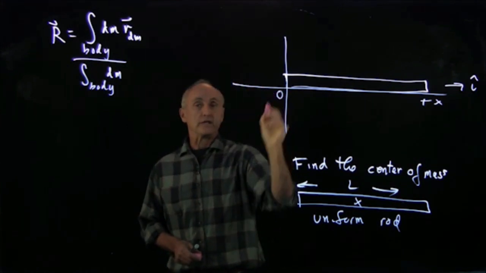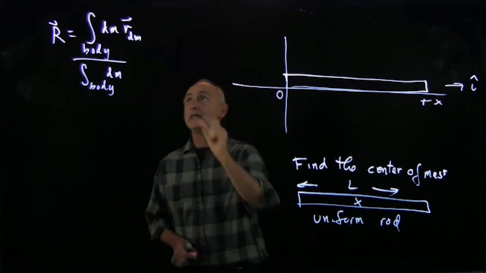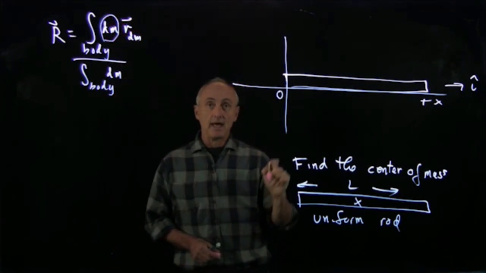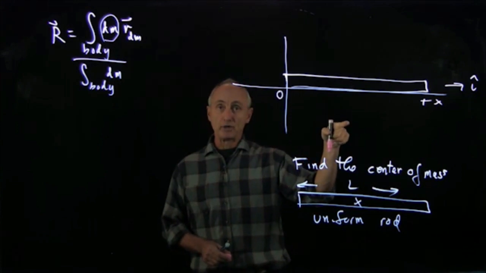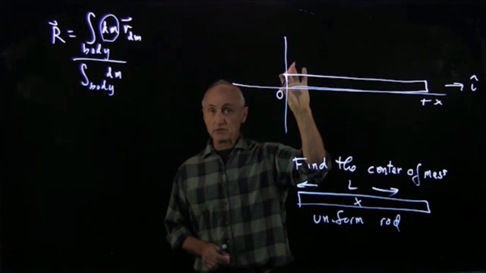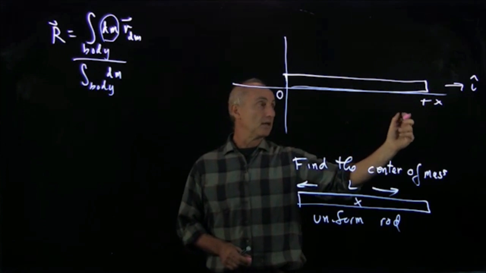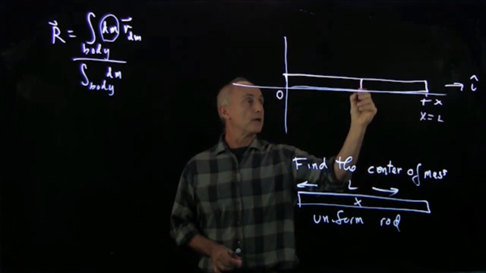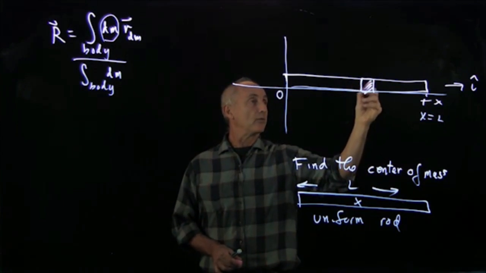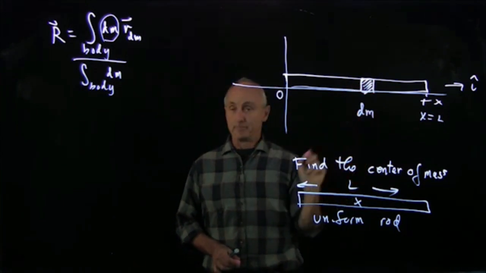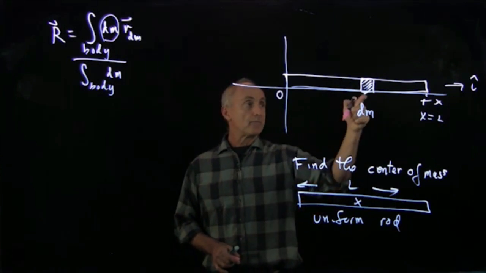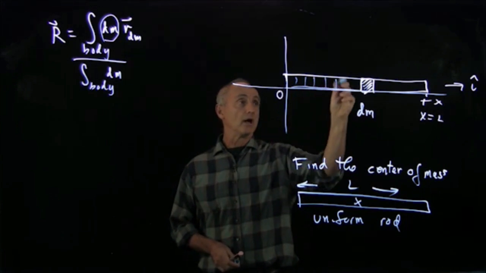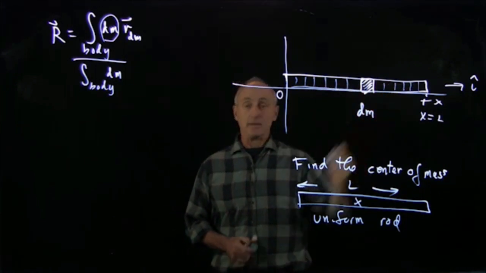Now, here comes the crucial thing. In this argument, dm is the infinitesimal mass element. And I want to pick that at an arbitrary place in the object. I don't want to pick it at the origin. I don't want to pick it at the end. Note down here, this is x equals L. So I'll arbitrarily pick an infinitesimal element. I'll shade it in, dm. That represents what I'm going to make my summation over when I do my integral. I'm going to add up all these dm's.